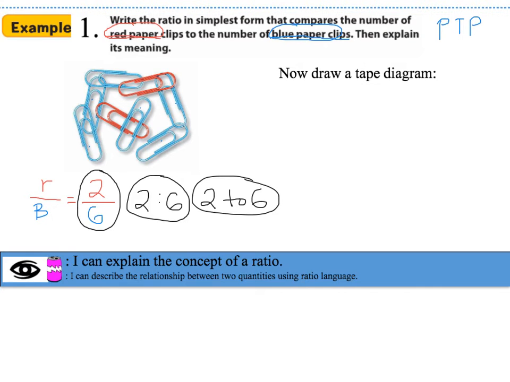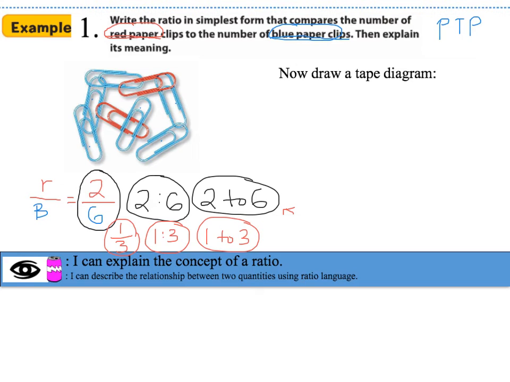always reduced. So 2 over 6, I can reduce that. You can divide the top and bottom by 2, so the answer would be 1/3. So 1/3 is the reduced ratio, or you can write 1 colon 3. That's the reduced ratio, or you can write 1 to 3, which is the other reduced ratio. So please make sure you always reduce your ratios.